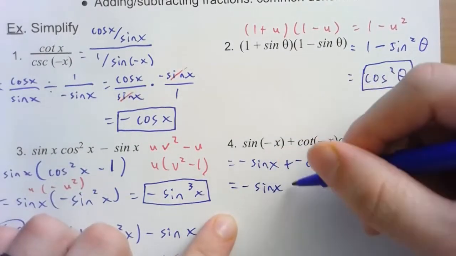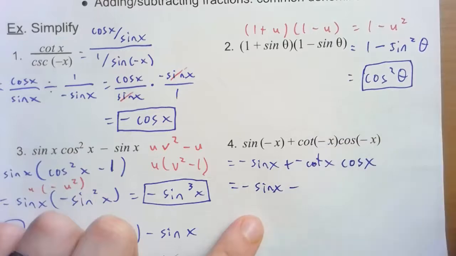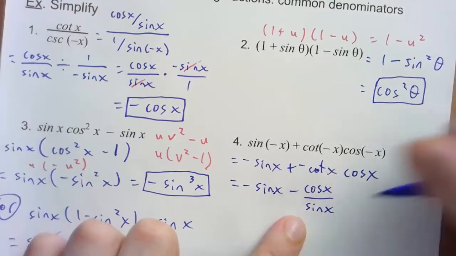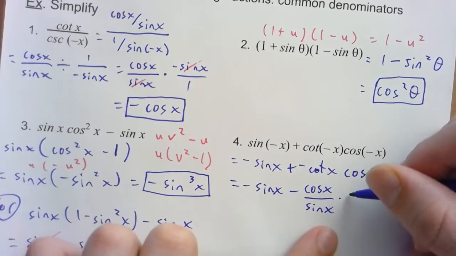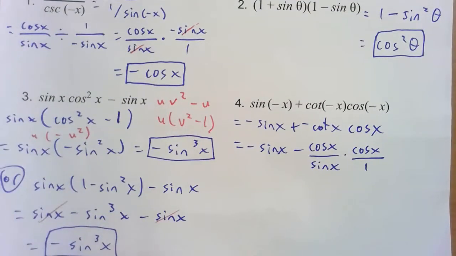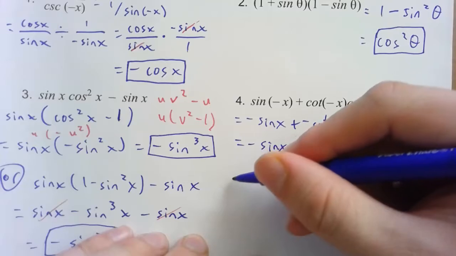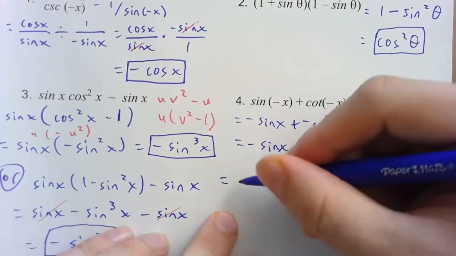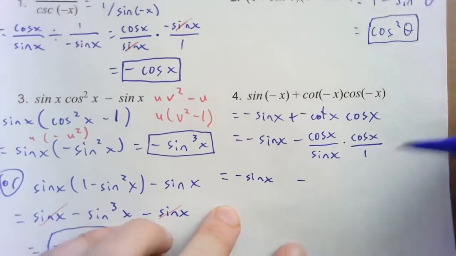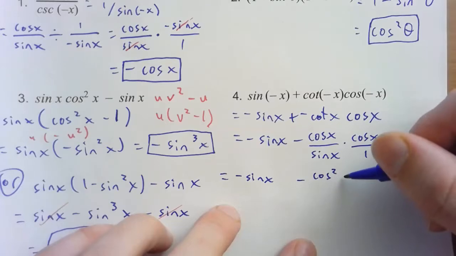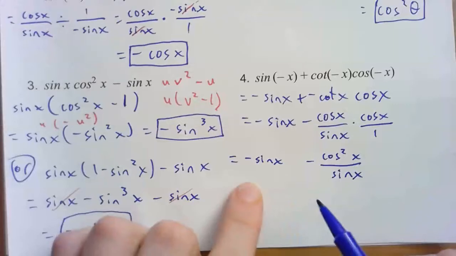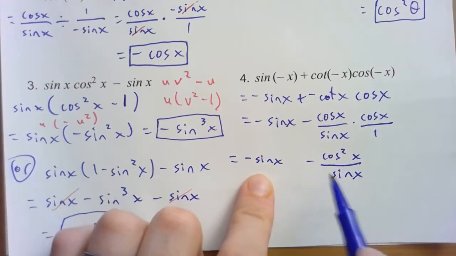Right, so negative sine x, and then plus a negative, that's minus. Cotangent is cosine over sine. And then it's being multiplied by cosine, which is, of course, cosine over 1. And so what we're going to have here is negative sine x, and then minus cosine squared over sine. Well, this is subtracting a fraction.